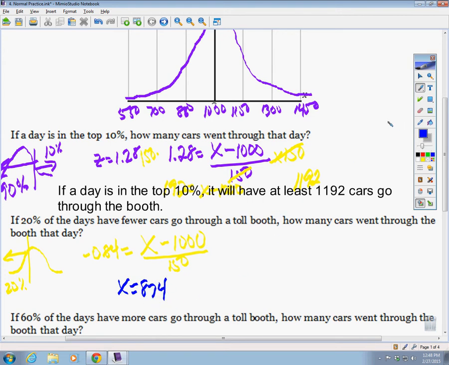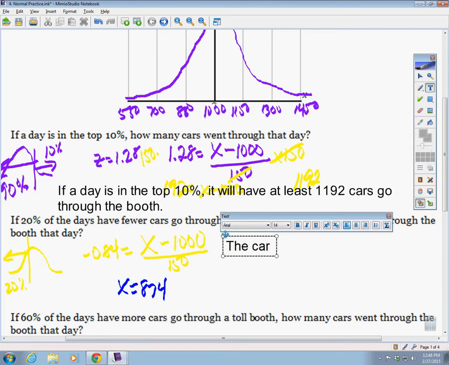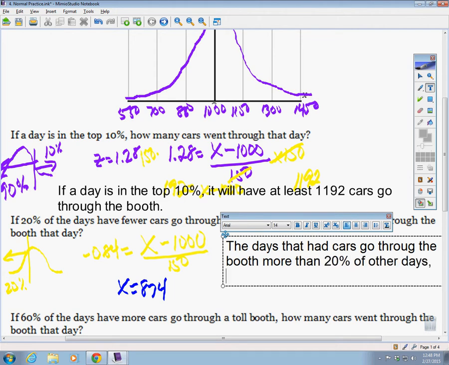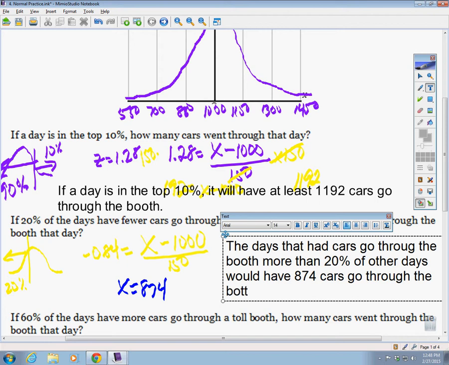Which means the days that had cars go through the booth more than 20% of other days would have 874 cars go through the booth on that day.